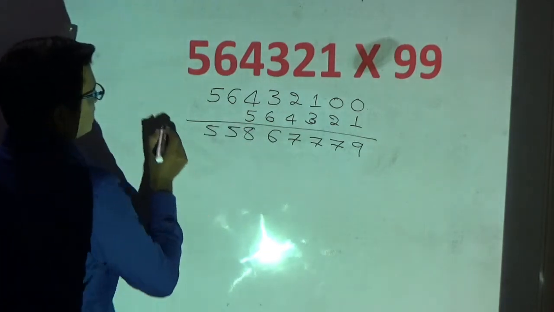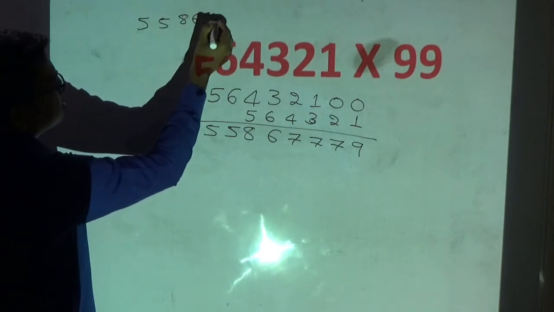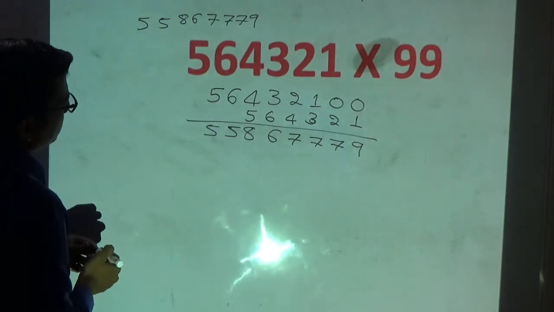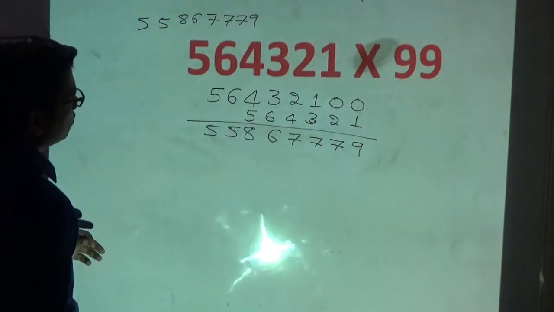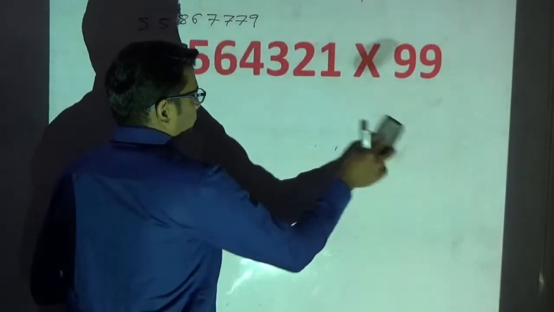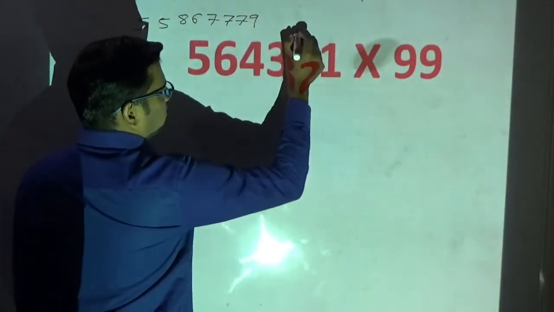So answer for this example is 556 777 9. Okay. Now I will apply my second method. Okay. And I am going to check whether I got the same answer or not. Okay. Apply my second method. How many 9s are there? 2 9s. Therefore, I will split it here.